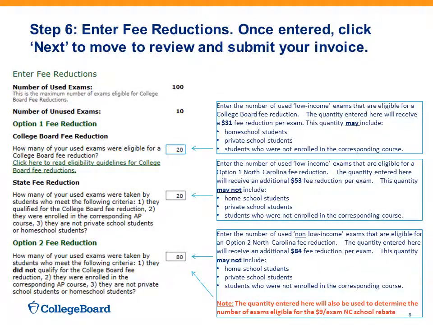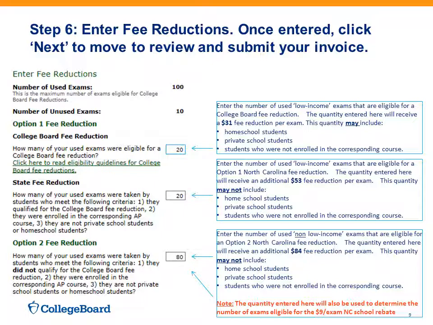So what you'll see here are the boxes that you need to fill in for your number of used exams. In this example on the screen, that was 100 exams. The number of unused exams in this example was 10. So then out of the 100, you must report first, in option 1, fee reduction, the number of used low income exams that are eligible for the College Board fee reduction.